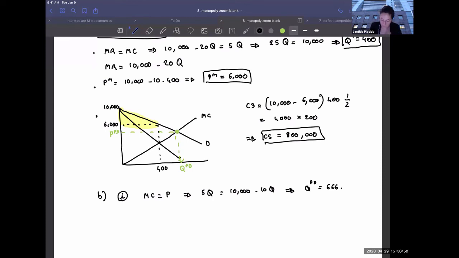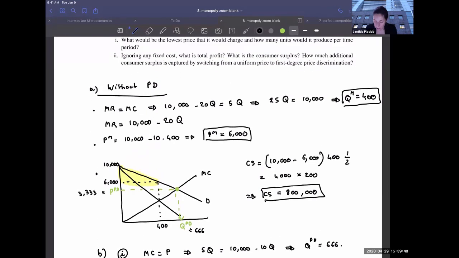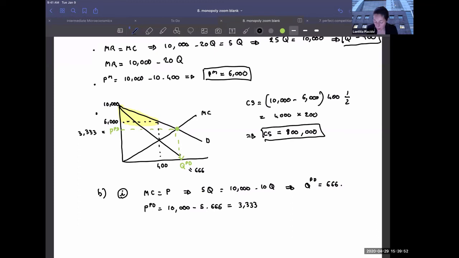Okay. So what is the price? Well, you substitute the value of Q in the demand curve equation. So the price is 10,000 minus 5 times 6. And you end up with this. Okay, so we have now this value here and the price. So what is the lowest price the monopolist is going to charge? Well, that would be 3,333. Lowest price charged.